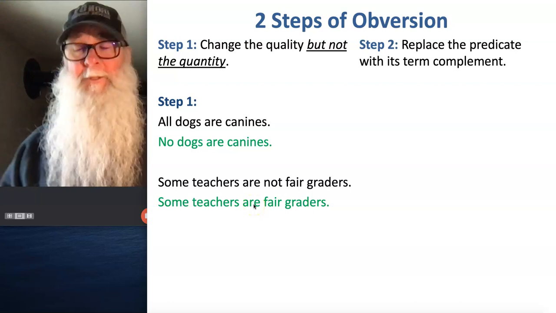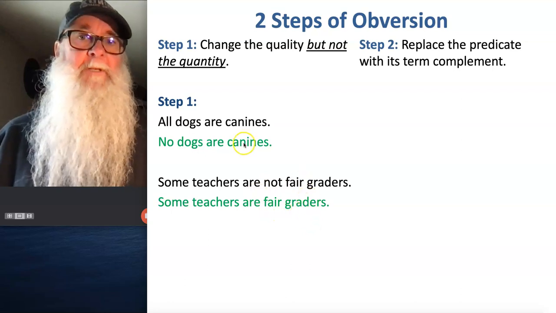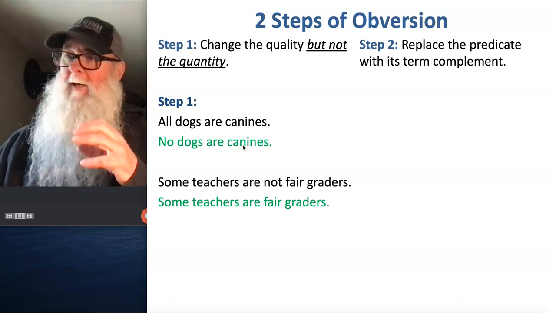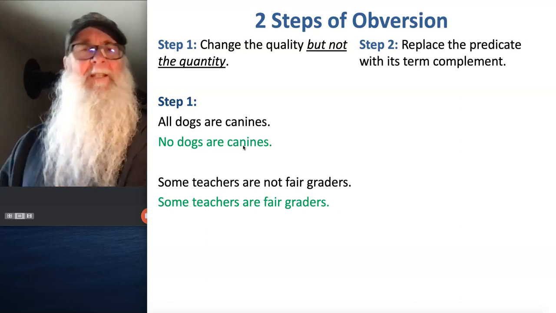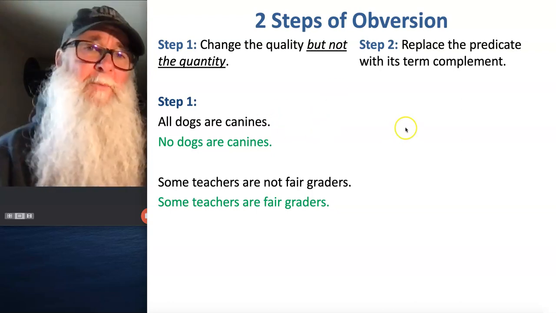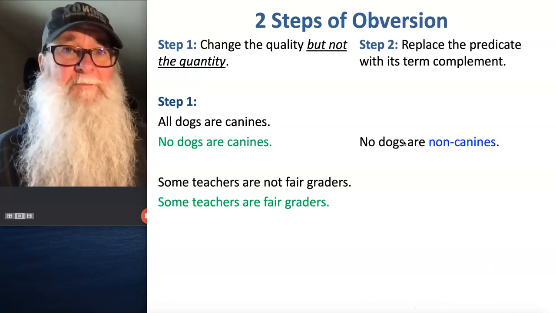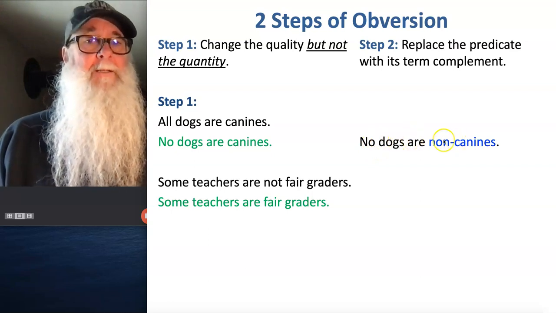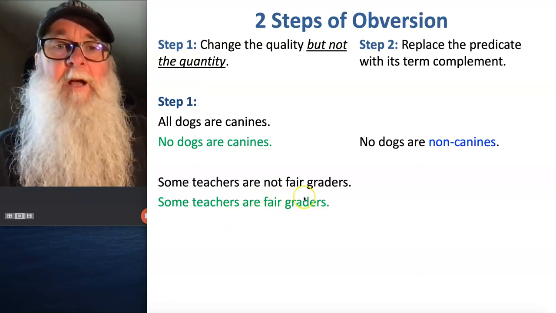Now, to complete obversion, all we have to do is replace these predicate terms with their term complement. So we ask ourselves, well, what's the term complement of canines? Is canines a kind of thing like possible actions and impossible actions, where I can identify a specific thing that is the opposite of canine? And I would suggest to you no, or at least not that I'm aware of. And when I don't know what the specific term complement for a term would be, I'm going to use my non. Okay, I'm going to use it really carefully, but I'm going to use it to create the statement, no dogs are non-canines.